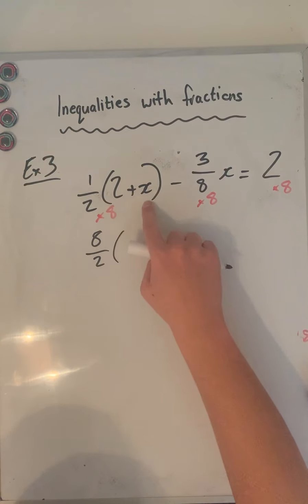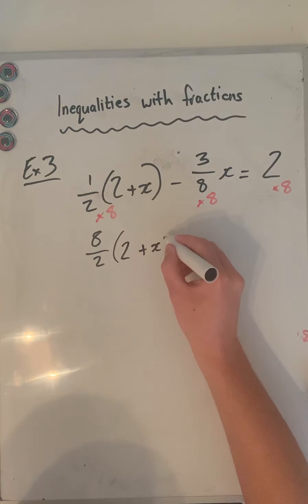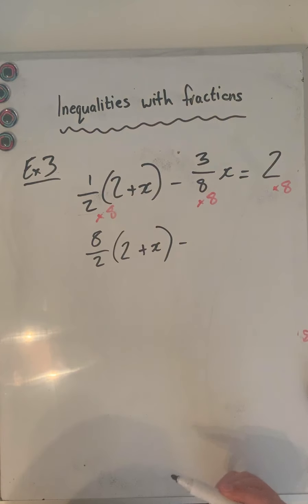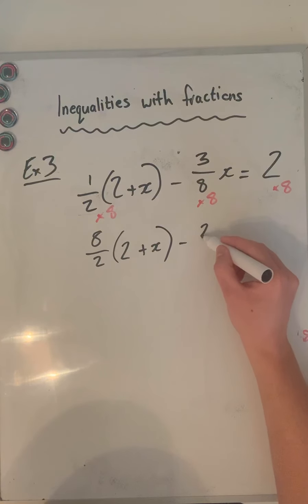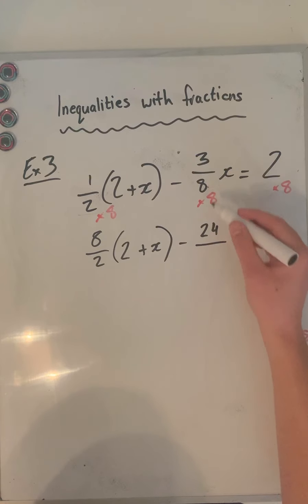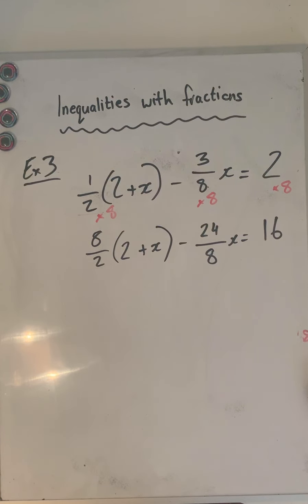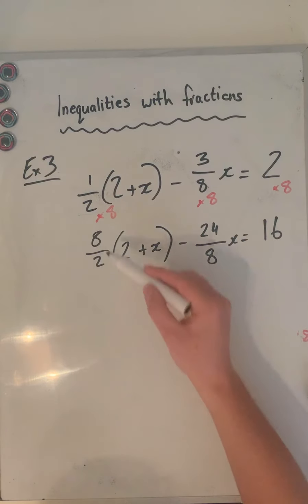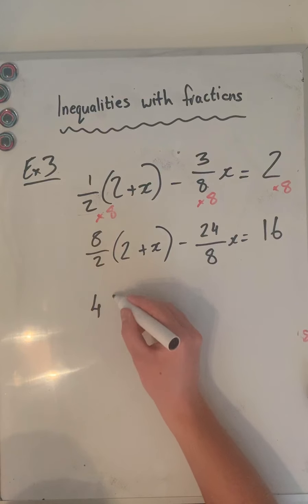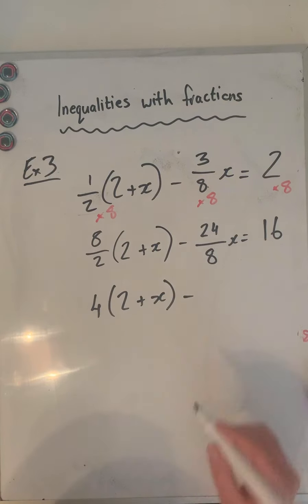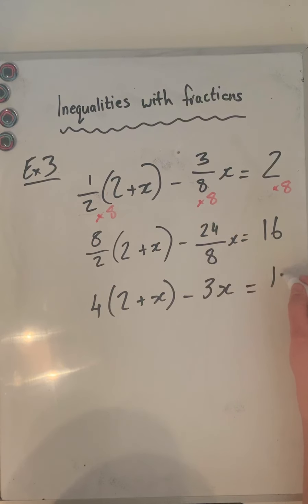Remember, if I've got a bracket here, I don't have to multiply everything in that by 8, because this is all just one term. Subtracting, 3 multiplied by 8 in my numerator will give me 24. Remember, my denominator stays the same. And that's equal to, sorry, the x in there, and that's equal to 2 times 8, which is 16. So your next step after this, remember, you should always notice that these fractions cancel down now. Okay, so 8 divided by 2 gives me 4. So I've got 4 bracket 2 plus x, minus 24 divided by 8 is 3, and that's equal to 16.